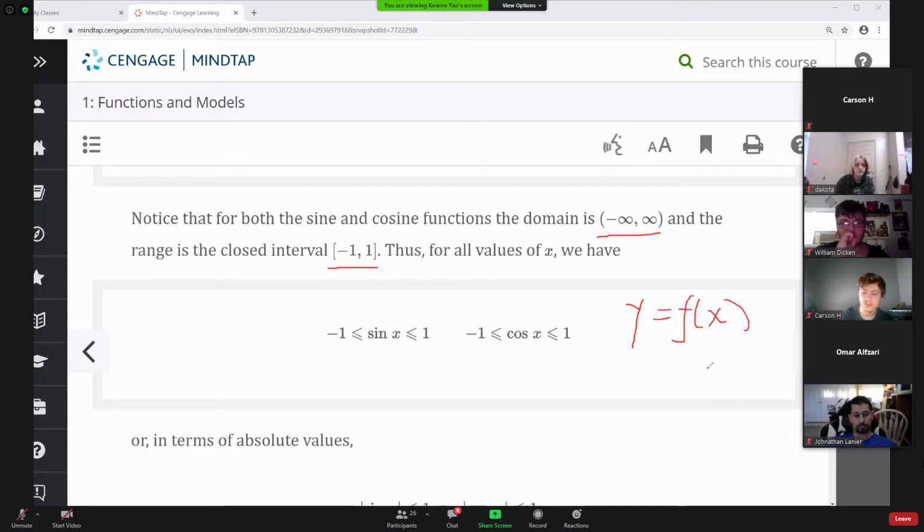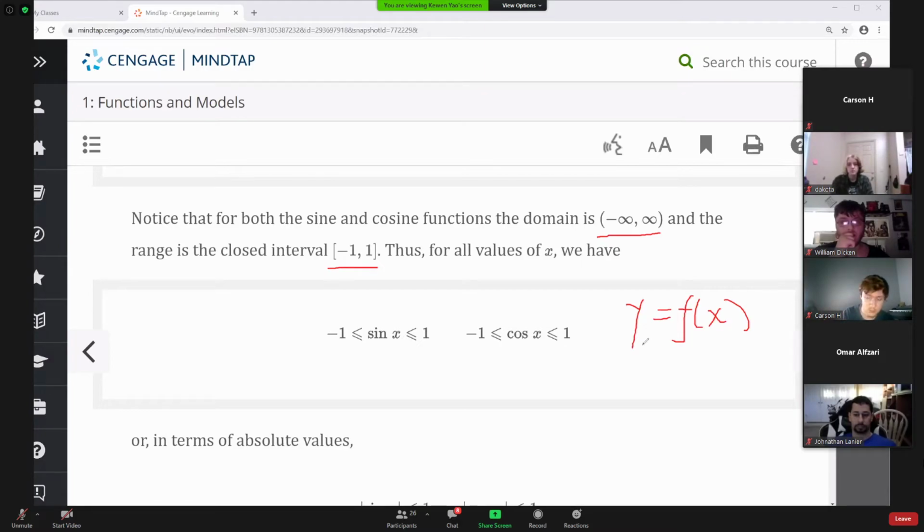What is the domain? All the possible x values. What is the range? All the possible y values, right? So this is the meaning of domain and range. You've got to remember how to determine the domain and the meaning of range. Let me repeat, okay? Please write down: the domain is all the possible x values. The range is all the possible y values.